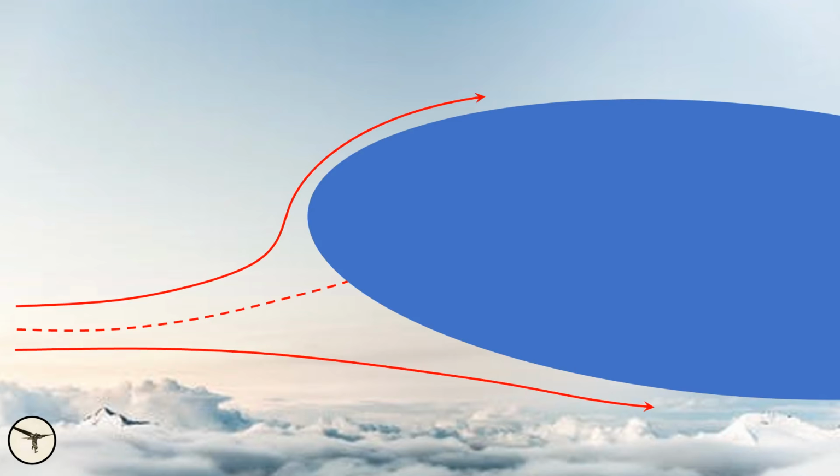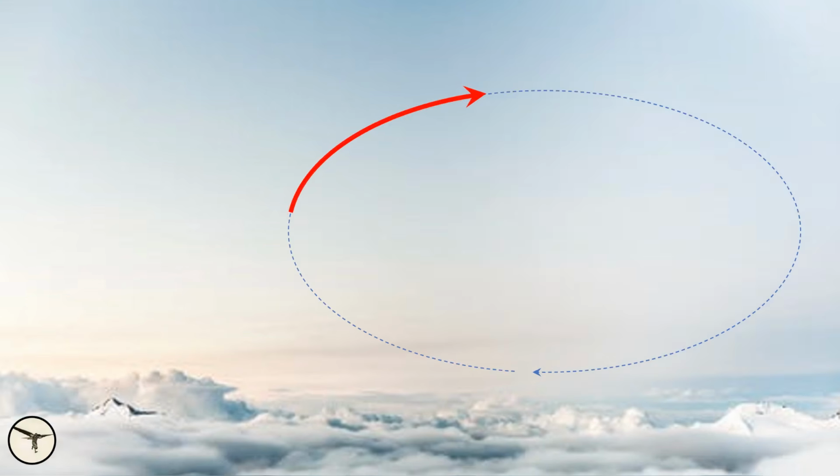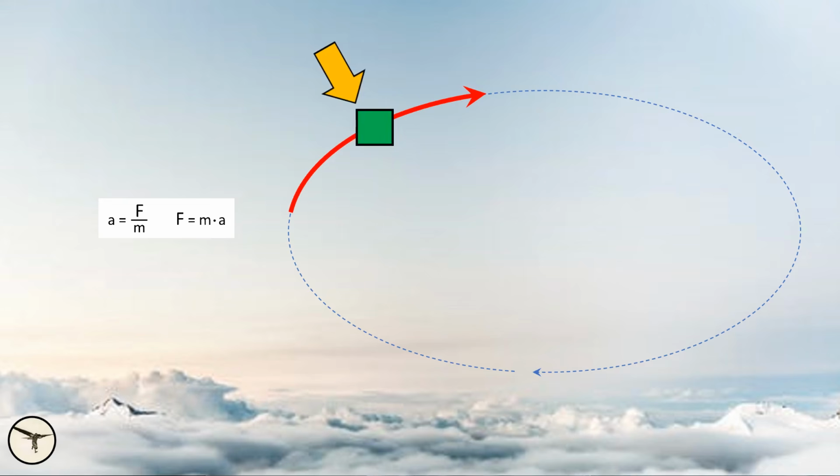Now, the air flowing around the leading edge and over the top of the wing follows a curved path, right? According to Newton's second law, when the air particle changes direction, it's because of an acceleration. Do you agree? Good. Therefore, there must be a force acting on the particle, and this is the centripetal force. And it causes the particle to accelerate and follow a curved path.